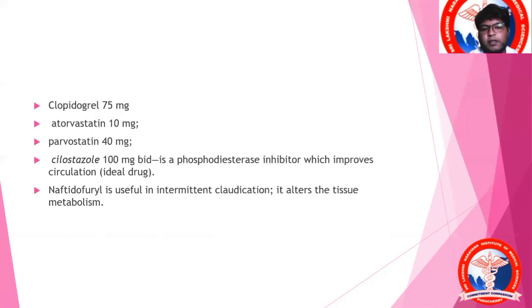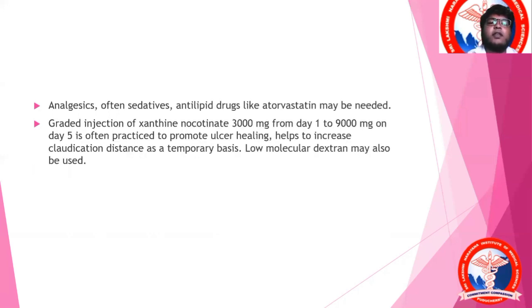Naftidrofuryl is useful in intermittent claudication. It alters the tissue metabolism. Analgesics, often sedatives, antilipids like atorvastatin will be needed. Graded injection of xanthinol nicotinate, 3000 mg from day 1 to 9000 mg on day 5, is often practiced to promote ulcer healing, and helps to increase claudication distance on a temporary basis. Low molecular weight dextran may also be used.